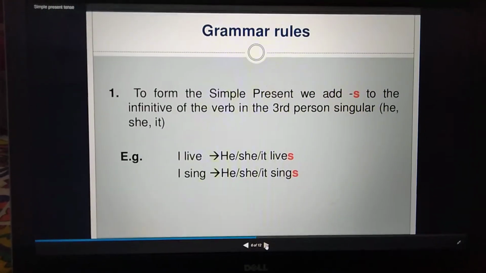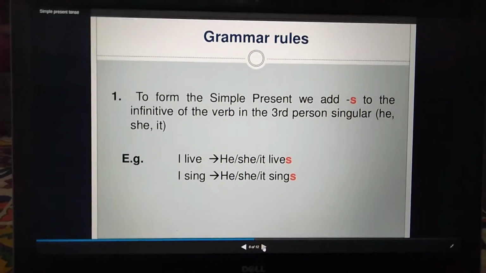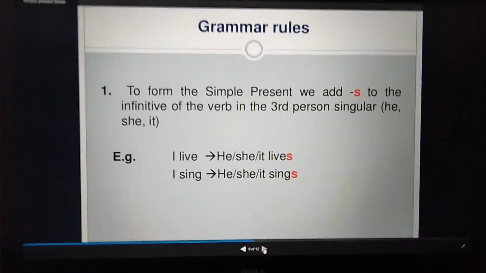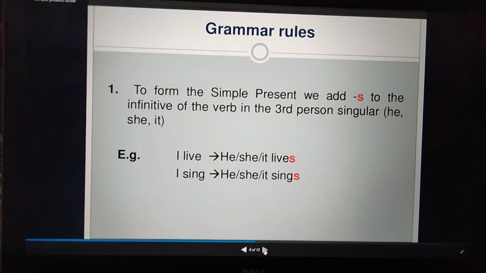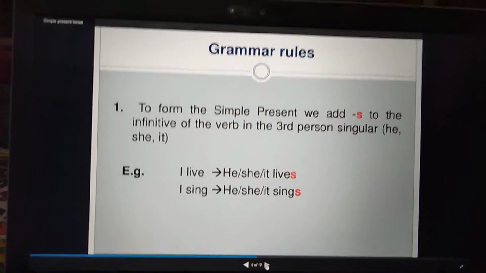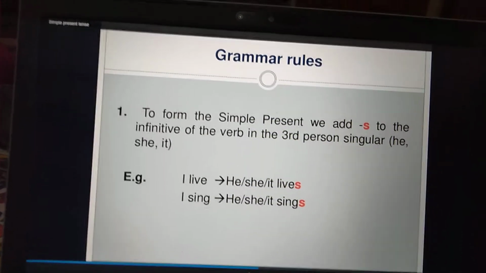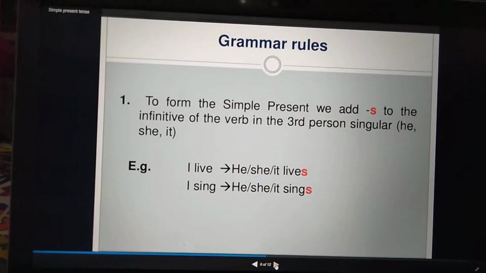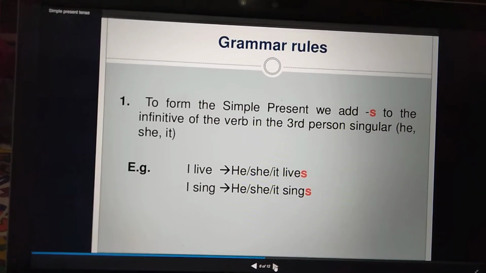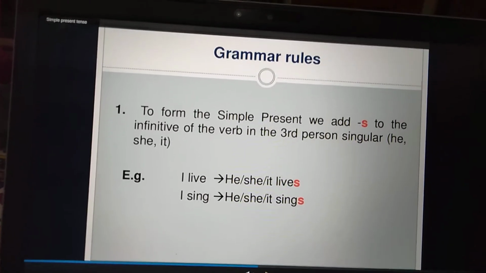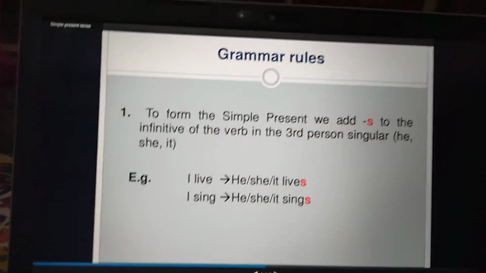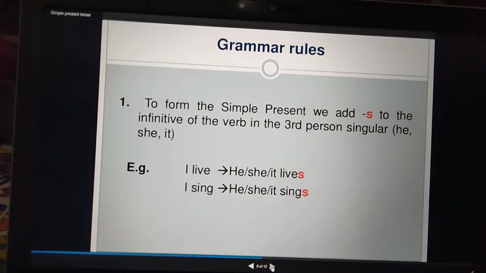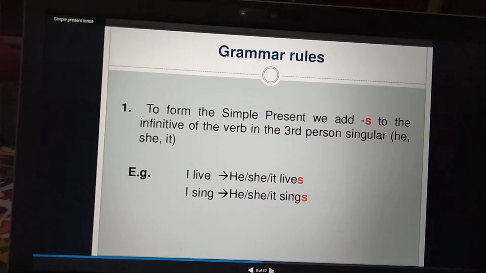In order to form the simple present tense, we have to add s with the verb if the subject of the sentence is singular and it's a third person pronoun. Clear? For example, I live, it's a first person pronoun and it's singular, so we have not put s with this. But he lives, she lives, it lives, so it's singular and it's a third person pronoun. That's why we have put s with the verb.